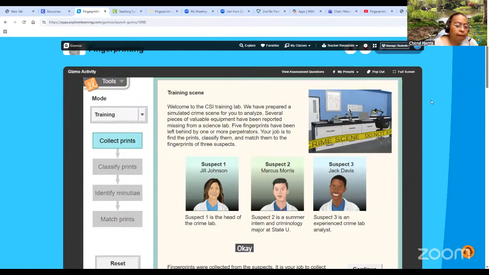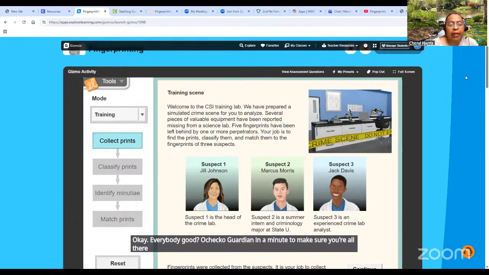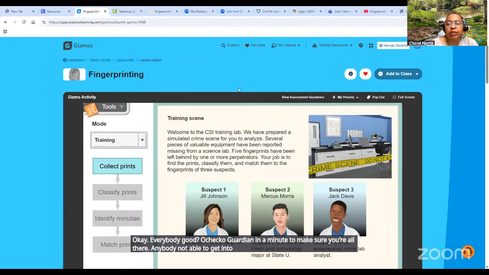Okay, everybody good? We'll check GoGuardian in a minute to make sure you're all there. Anybody not able to get into the gizmo, if it's not there, refresh your page, because I forgot to hit assign to your class, so it should be assigned now.